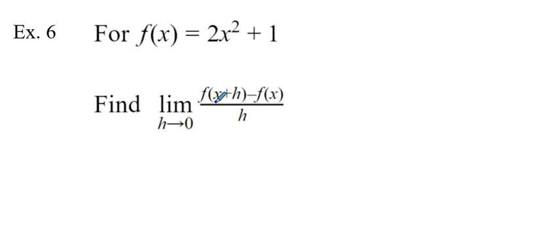So this first part says find f of x plus h. That means we want to write this function, but put x plus h right there. Okay? So let's do that. I'm going to write the limit as h approaches 0 of, and I'm going to write this entire function, but put x plus h right here. So I'm going to write 2 times x plus h squared plus 1.